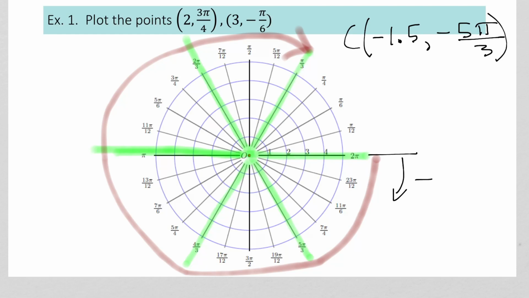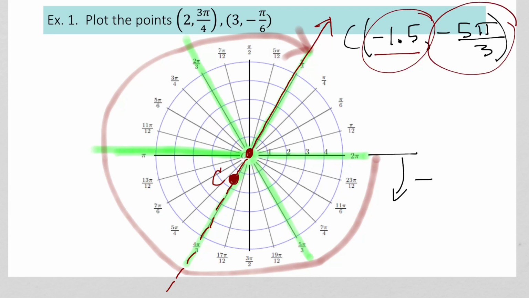So I'm on this line here, starting at my pole. And then I have to go negative r here. So I'm going to extend my line, just make it dotted here, this way, and then I'll go 1.5 from the pole, which will put me right here. So this will be my point C. So that's a point that had a negative in the r direction and a negative in the theta direction as well.